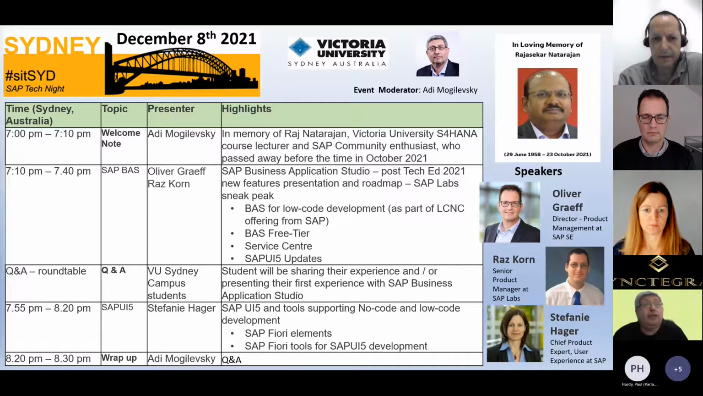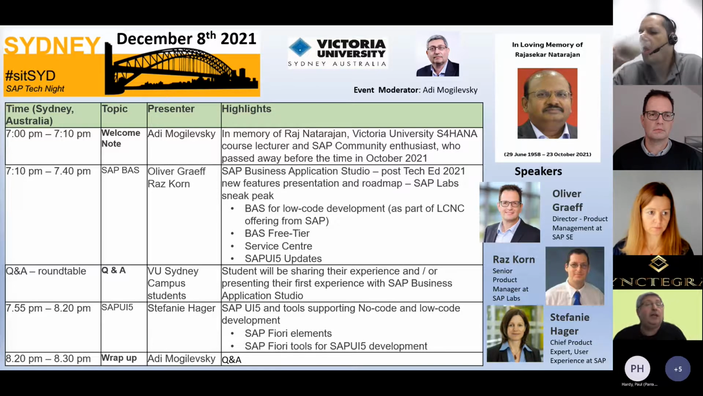Let's also understand that we have 2 different audiences in our event. One audience is professional programmers, SAP UI5 developers with between 5 to 15 years of experience. Another audience will be students who used the Business Application Studio and BTP for the first time over the last 7 weeks.